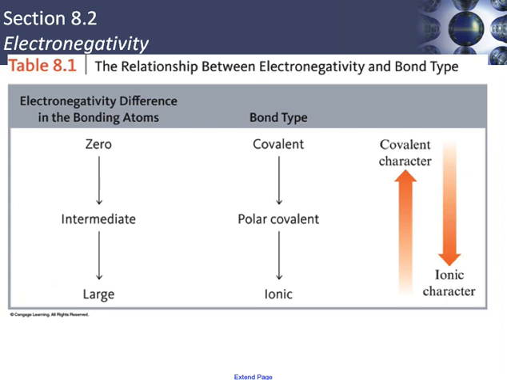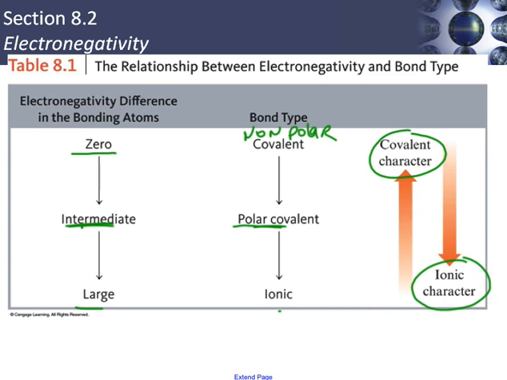So here, it talks about the relationship between bond type and difference in electronegativity. If you have no difference in electronegativity, it's a nonpolar covalent. If there's a little bit of a difference, it's a polar covalent. If there's a huge difference, it's ionic. Now, they use the terms covalent and ionic character. It's exactly as it sounds. The bigger the difference in electronegativity, the more ionic character it has. The smaller the difference in electronegativity, the more covalent character it has. Covalent, the optimum covalent bond being equal sharing.